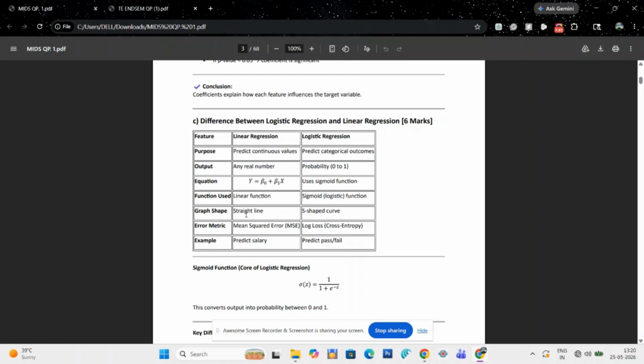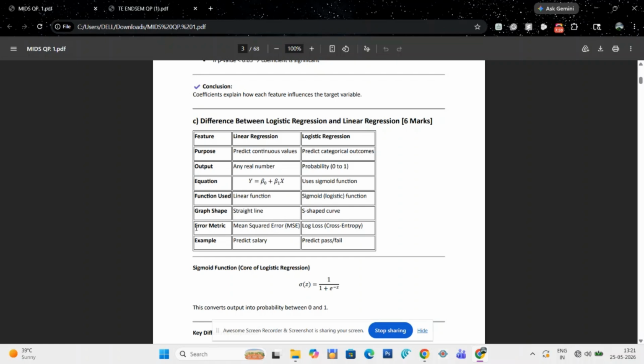So in a straight line we relate all the particular features with a straight line, okay, and in logistic regression we get the S-shaped curve for fitting all the features and variables, okay, all the data points on the plot, okay.